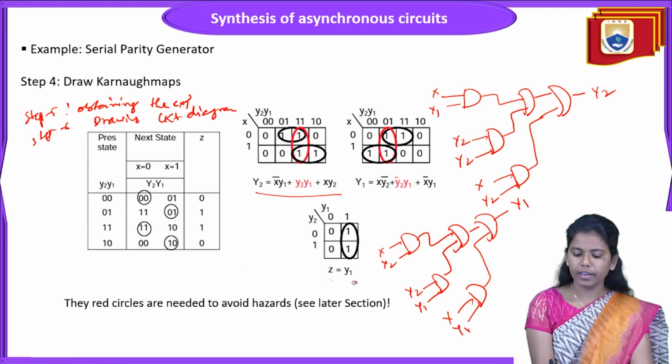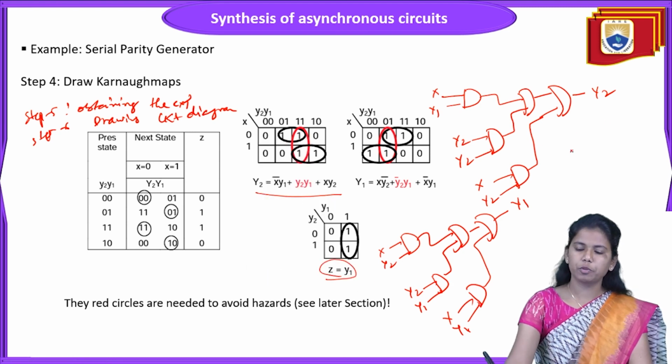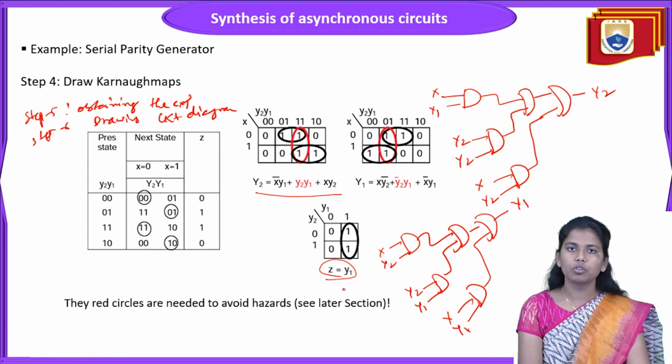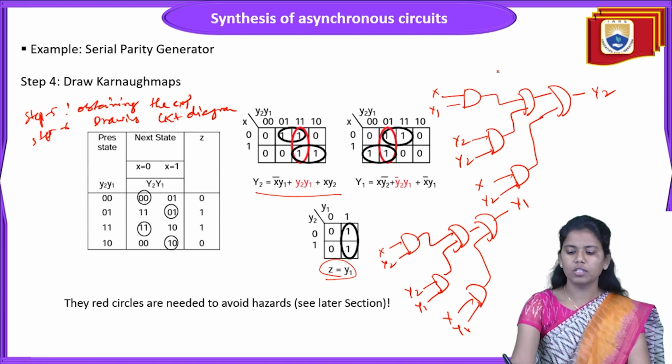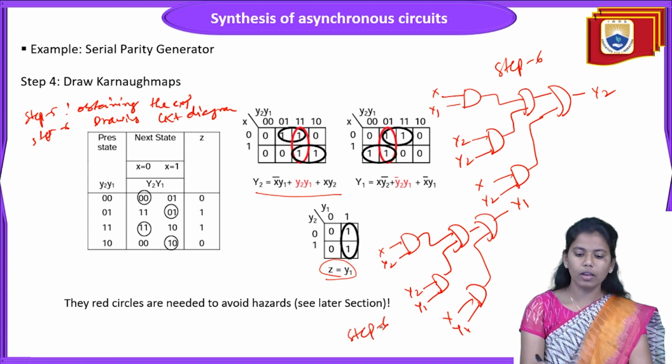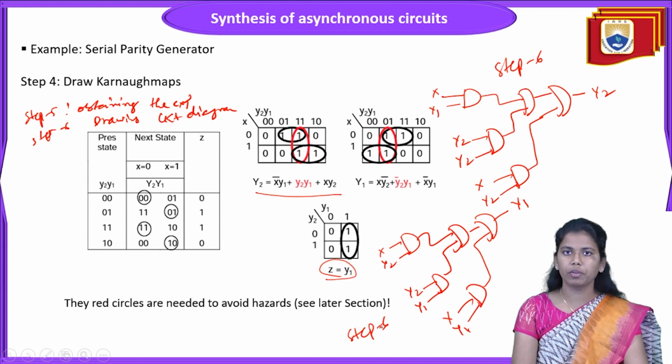And then we got a final output expression with respect to z equals 1. So for this, there is no need to draw the circuit diagram. So this is nothing but step 6. So this is all about the synthesis of asynchronous sequential circuits.